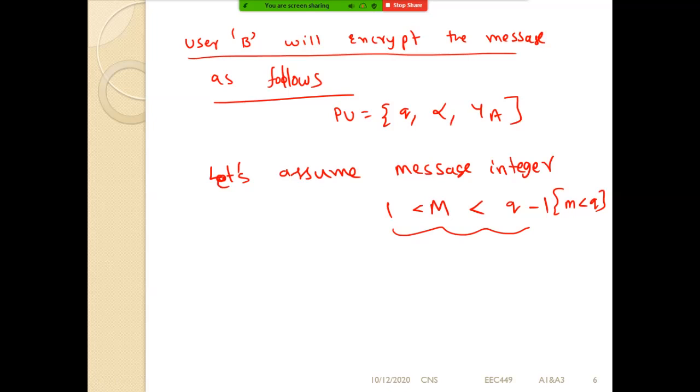Now one more. This is a message, so there is no need to assume the message value, it will be there. But it must be less than Q. Now this is step 1 by the user B.